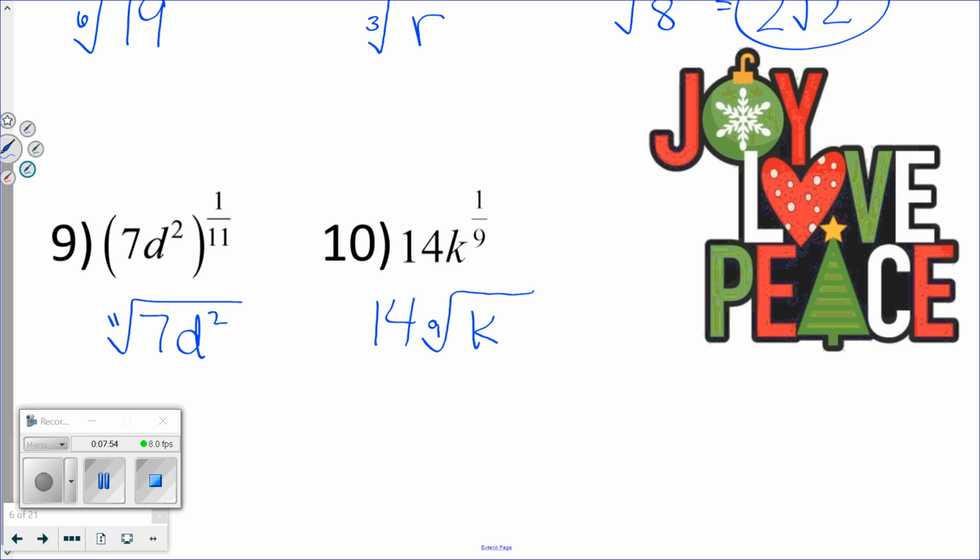Because the 1/9 is only on the k. That 14 is a 1 on it. Okay, so just be careful.